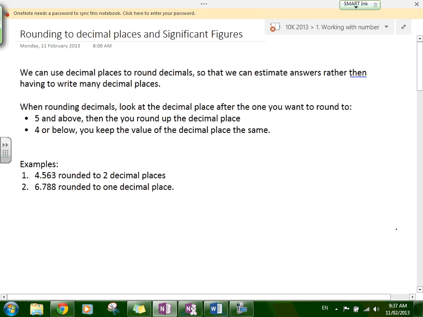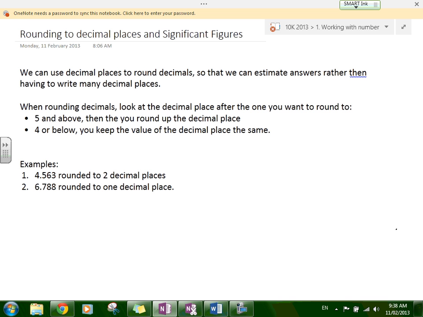Alright, so rounding decimals and significant figures. So first thing we're going to talk about is decimal places. Now you all should be familiar with decimal places. So the idea of a decimal place is each decimal place represents a place value. Alright, so the first place after the decimal point is tenths.